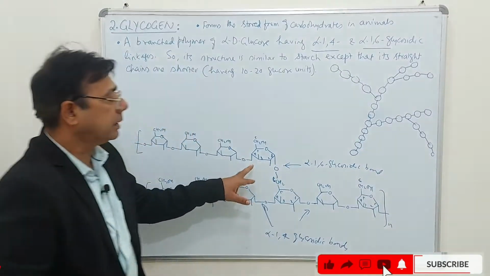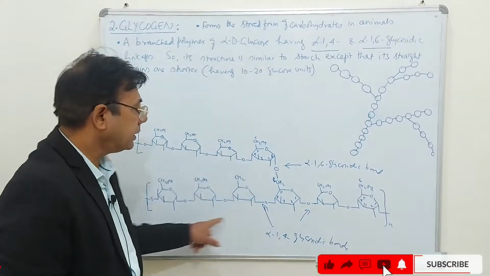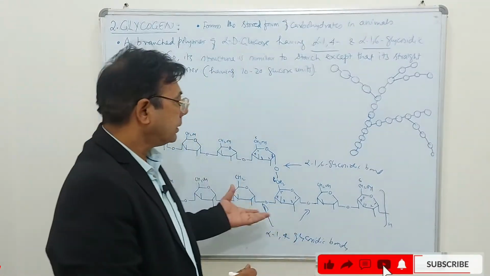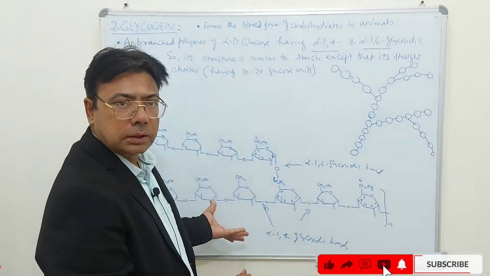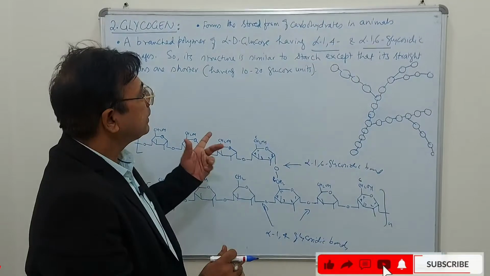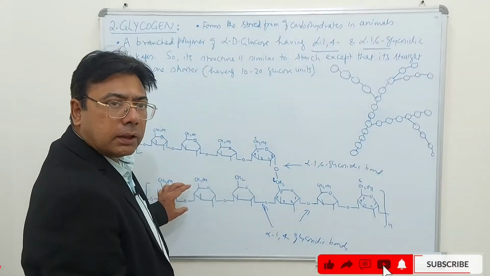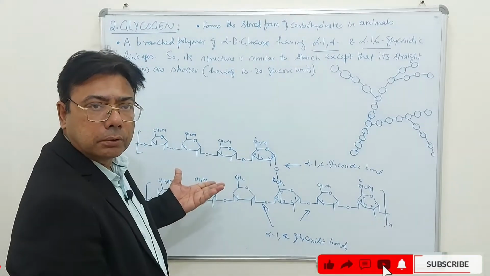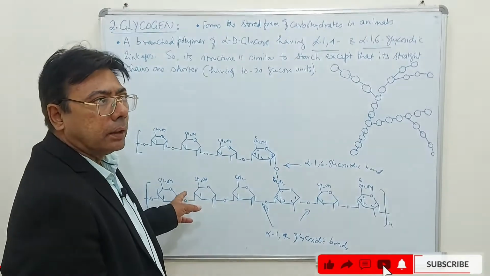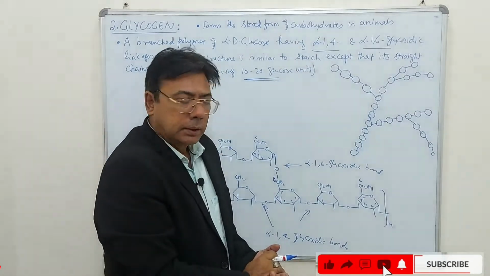glycosidic bond. So wherever there is a branch point, there is alpha 1,6 glycosidic bond, and in straight chain everywhere there is alpha 1,4 glycosidic bond. And as you can see, this is almost the same structure that I described for amylopectin. The only difference is that whereas in amylopectin the length of straight chain was longer, it had 24 glucose units, here the straight chains are shorter comparatively, and contain about 10 to 20 glucose units.